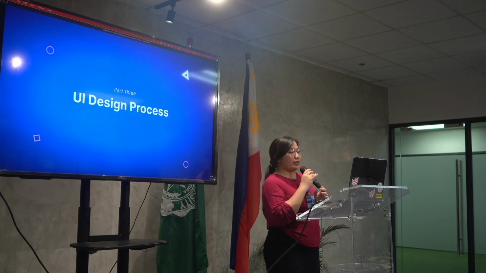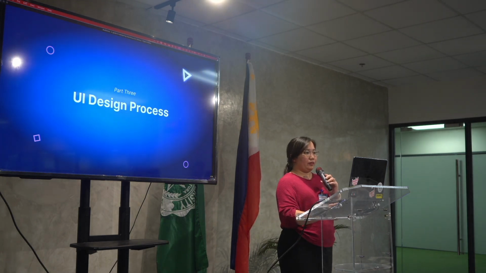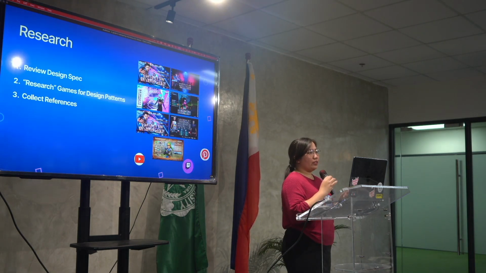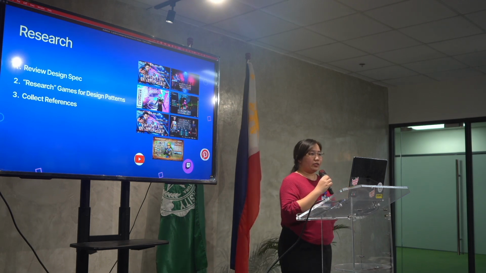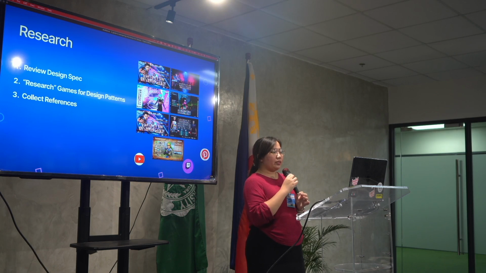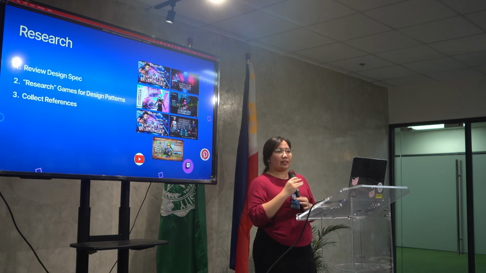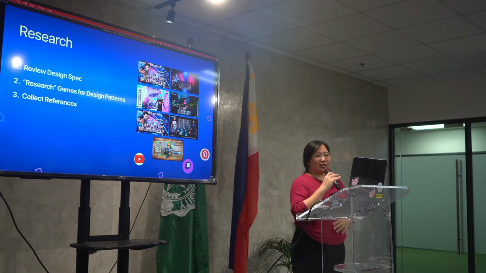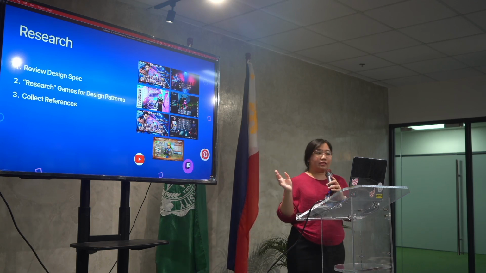So now that you're familiar with the tools, I'll be sharing a quick rundown on the design process. So it all starts with reviewing the requirements given to me by the game designer. I will spend time researching similar games for design patterns. Like, for example, I need to design a character selection screen. I would analyze what are the common elements, like surfacing the character's name, changing the background, or showing their skills or stats.